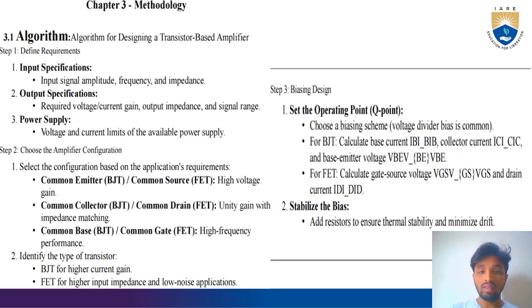Step 3, biasing design. It sets up the operating point. It chooses a biasing scheme for BJT and FET. Stabilizes the bias. Add resistors to ensure thermal stability and minimize drift.